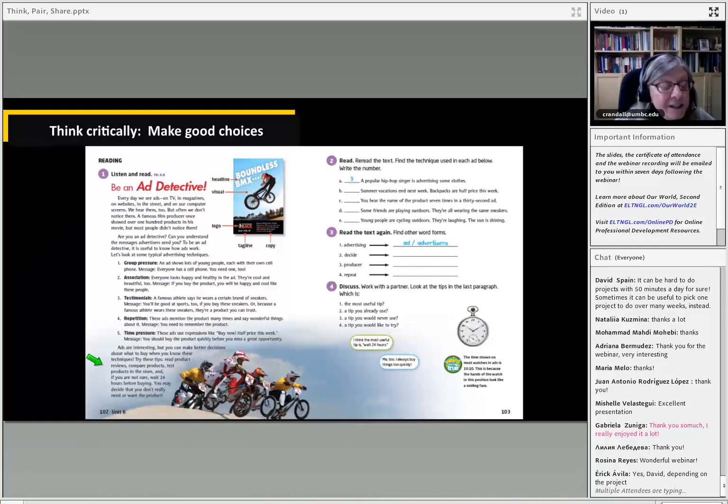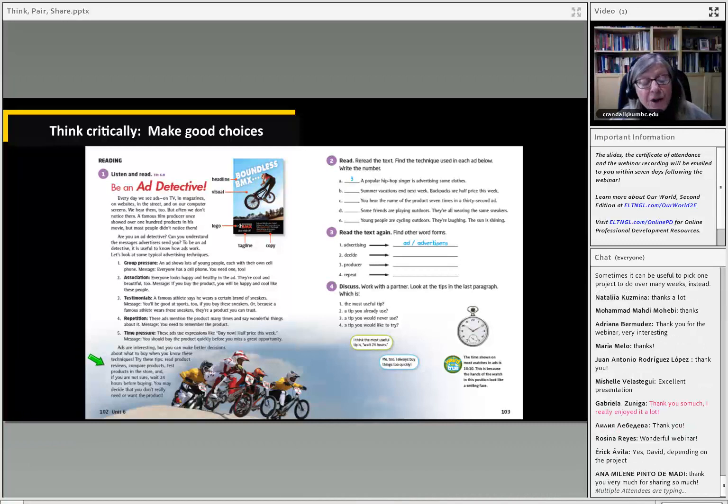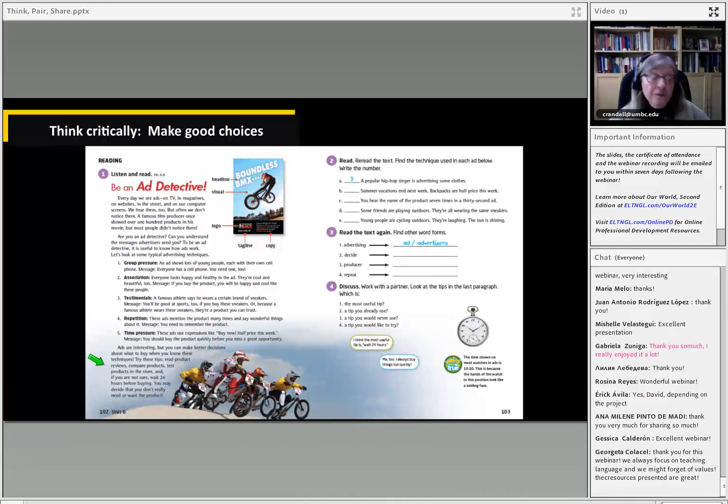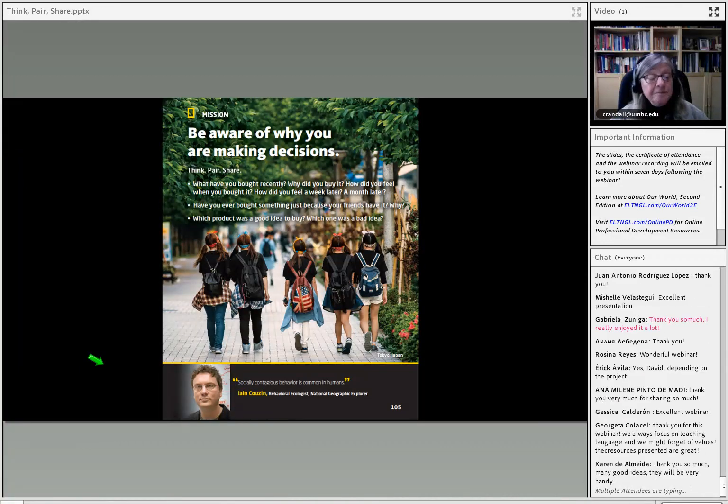What are some things that they can do? Well, for time pressure, they can just wait 24 hours. But over here, then, they have a chance to talk about these tips and to compare with each other. Again, a think, pair, share. What's the most useful? Which do you already use? Which is a tip you'd never use? And which one would you like to try?